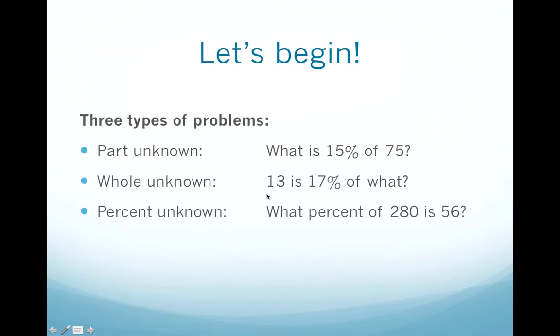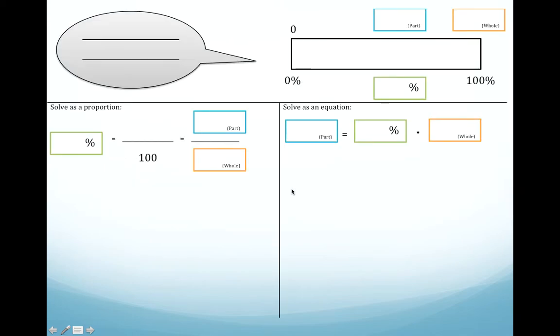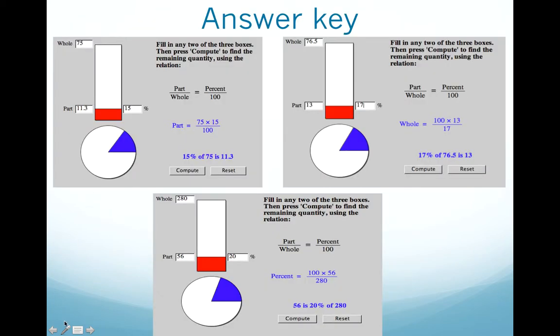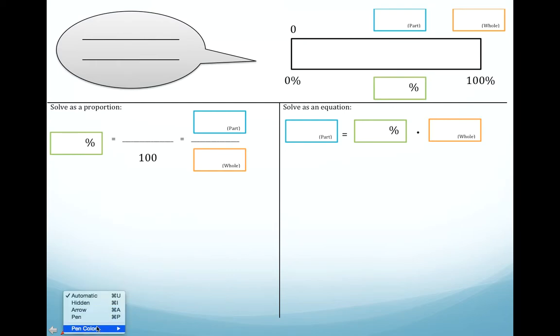What if the whole is unknown? Let's look at an example: 13 is 17% of what? 13 is 17% of something, and we are going to find that.